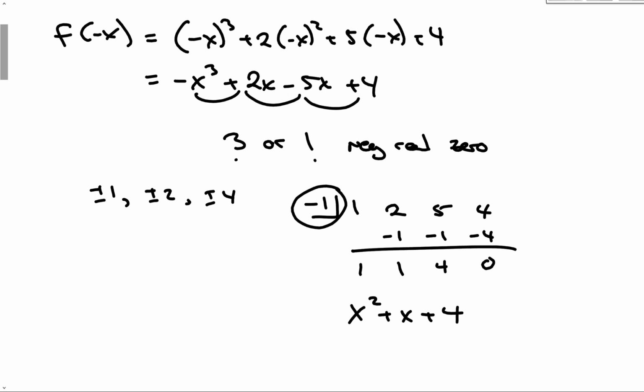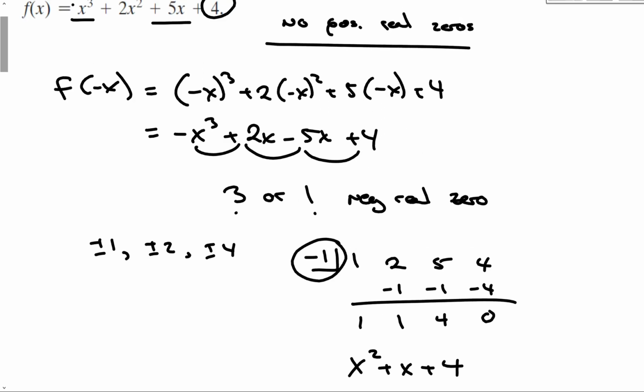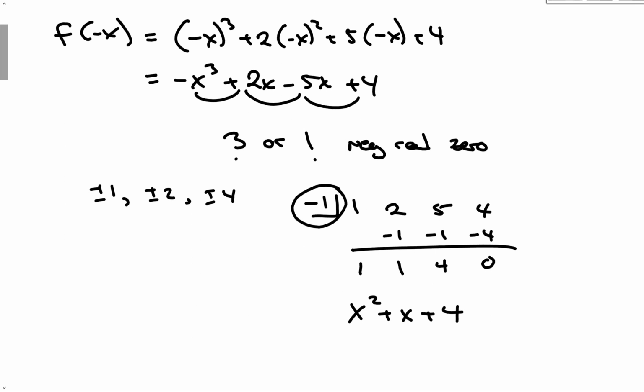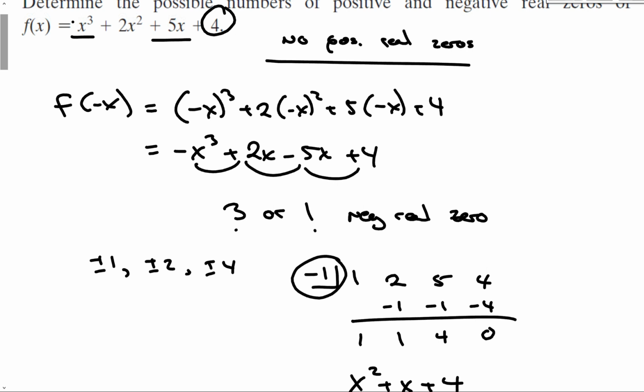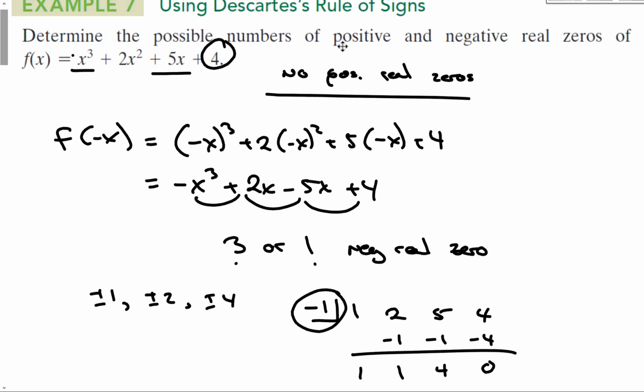I am not going to get real roots out of this, because if I did, I would have a conjugate, which means that I would get a positive real root somewhere. So I'm probably going to get 2 imaginary roots out of this, which is fine. Descartes' rule of signs doesn't say anything about the number of imaginary roots. All it says is about the positive and negative real zeros.